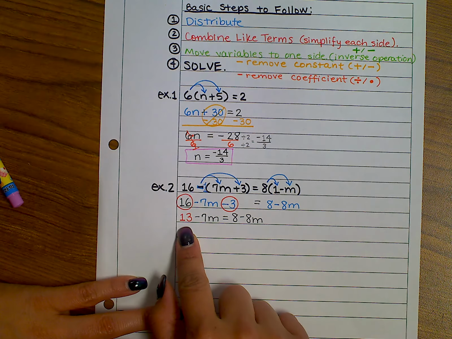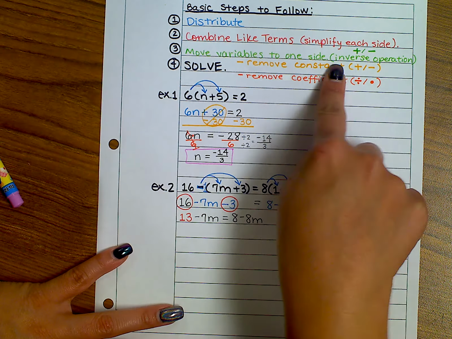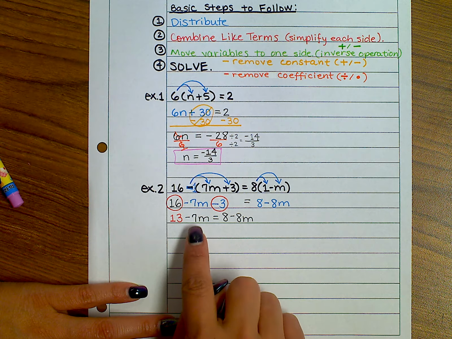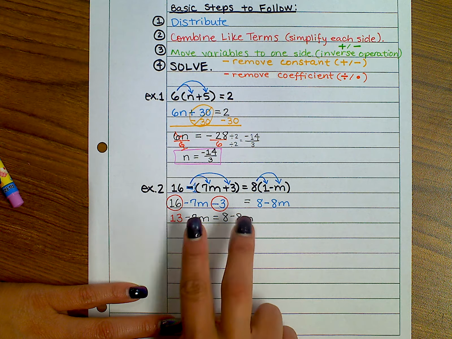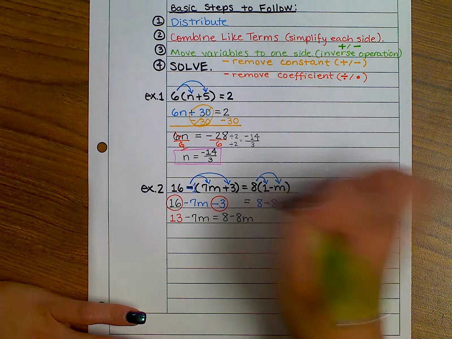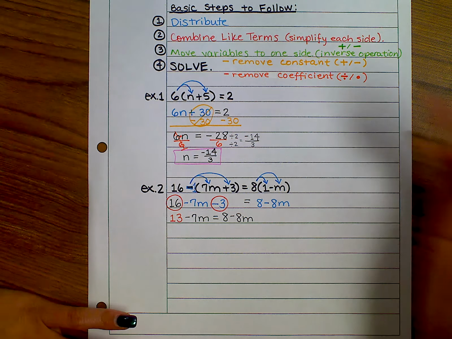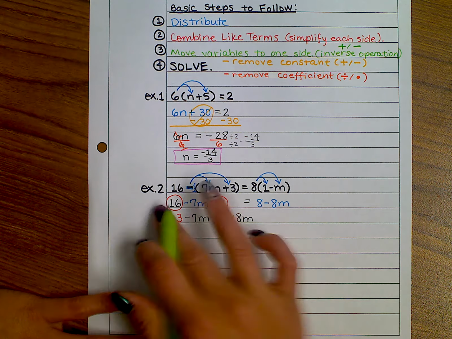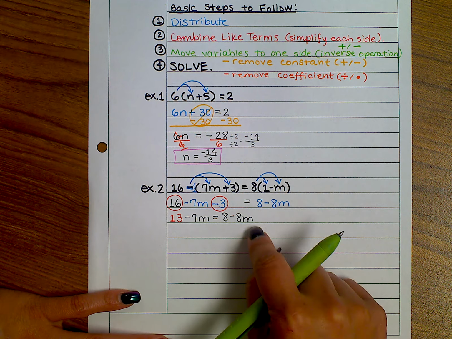Next step after we combine like terms would be to move variables to one side. So if you'll notice, I have an m here and an m here. I have variables on both sides of the equation. So I would definitely want to move one over to the other. Now, truthfully, it doesn't matter which one I move over. Well, since I already did stuff over here, let's go ahead and eliminate this negative 8m.